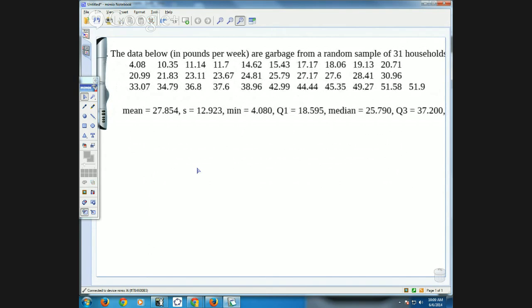So write down 27.854, or you could type in all of those numbers above. You take your choice. I'd recommend typing 27.854 is X bar, right? Is it a sample? Right, it's not all households. And then S is 12.923. Was it appropriate to take it to 3 decimal places here? Yeah, we usually go one more than the data.